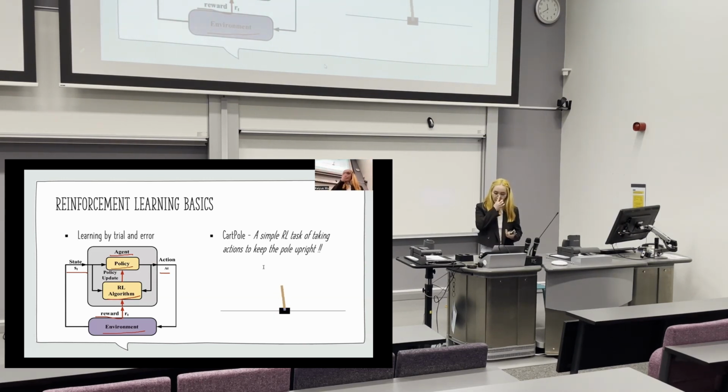Next, I want to talk about some important basic concepts in RL through an example task called CartPole, which is this simple one, a simple control task, where the agent takes actions to try to keep the pole in an upright position.